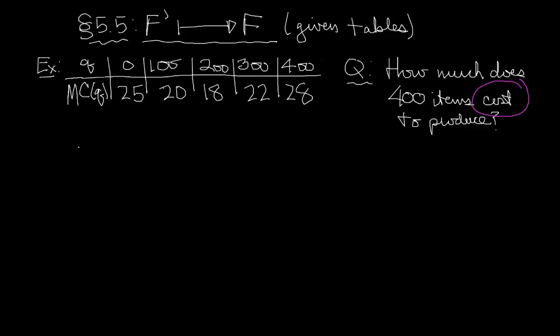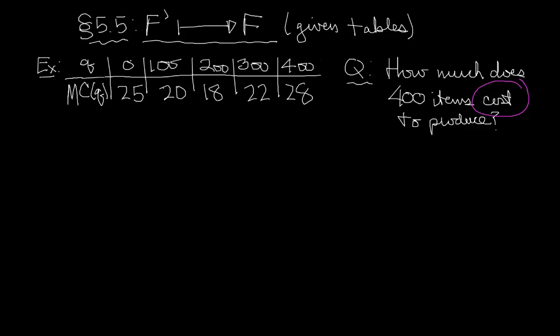So what's the idea here we're going to use? The idea is that this MC is the derivative of the cost function, but it also represents the marginals, in other words, how much each item is actually costing. So how are we going to figure out how much it costs to produce 400 items? Well, all we're going to do really is add up how much each item costs. And that sounds really simple, but of course there's a little bit more to it than that.